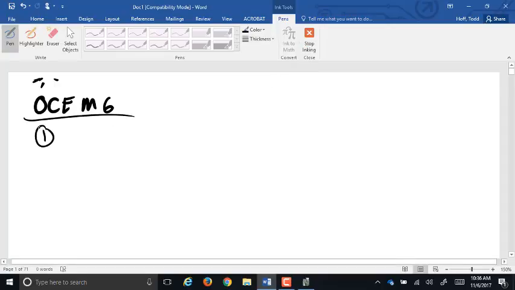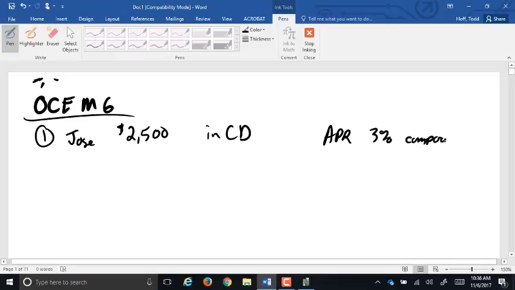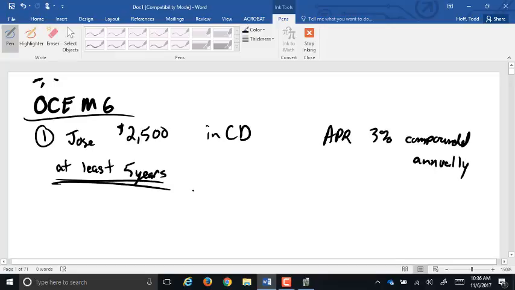Number 1 says, Jose deposited $2,500 in a CD. Annual percentage rate, APR, of 3%, compounded annually. So you must leave it in the account for at least 5 years. Now that part, the at least 5 years, doesn't mean so much to us when we're making the model.